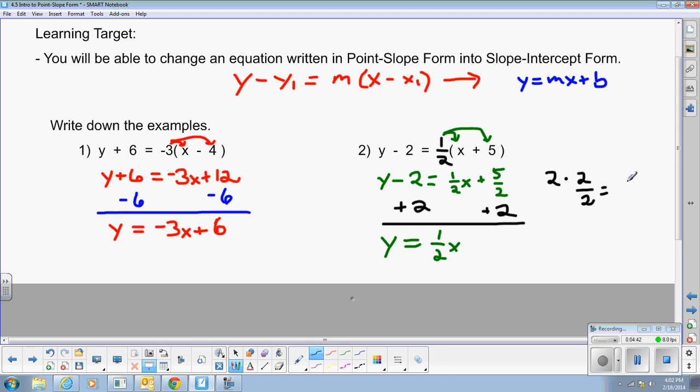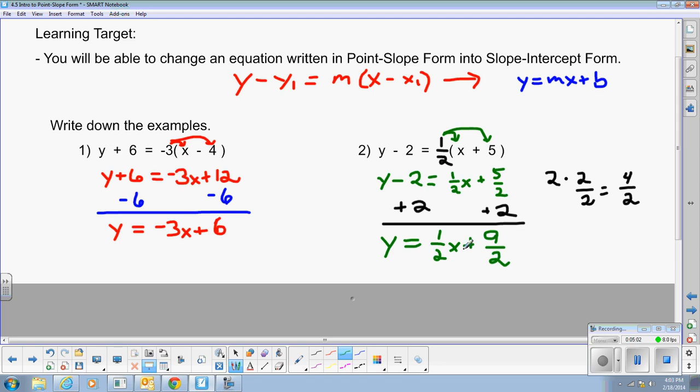So 2 times 2 is 4. So I have 4 halves. So I have 5 halves plus 4 halves. That gives me 9 halves. So I will say plus 9 halves. And I'll leave it in improper form.